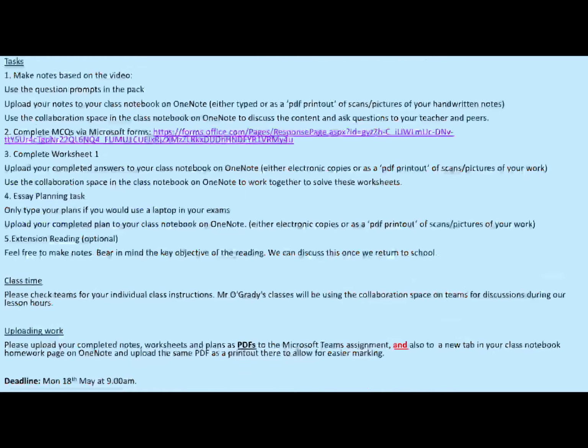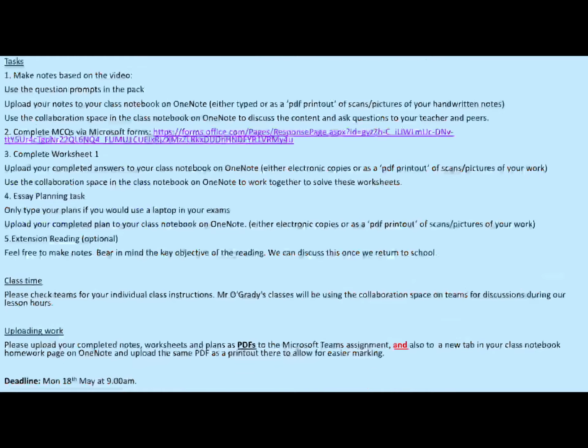Once you've done the notes, the next task is the MCQs. The link's there, but it's also in the pack. Complete those quickly, please. There's then a worksheet to have a go at. Again, put your answers in the class notebook on OneNote. There's an essay planning task. Please only type your plans if you would use a laptop in your exams. Otherwise, use a pen and upload your completed plans to your class notebook.